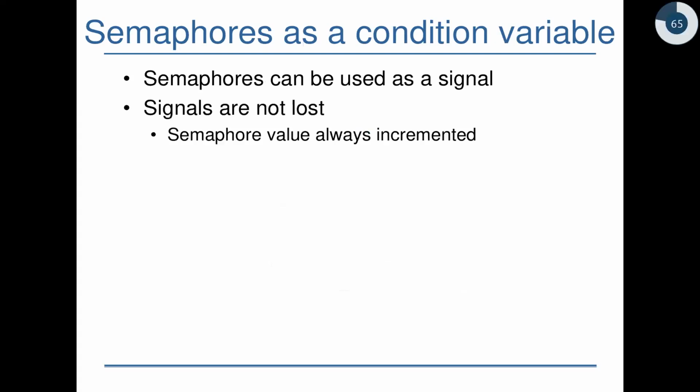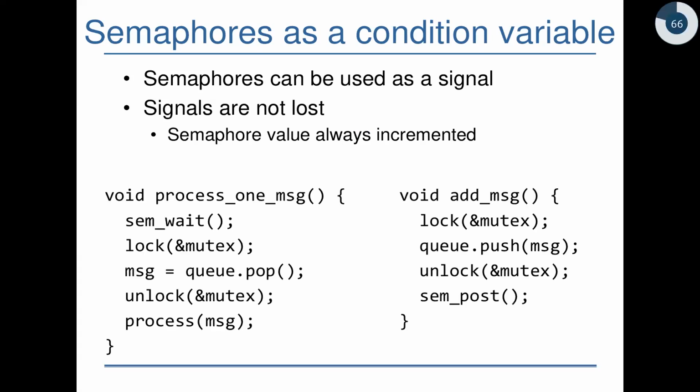So semaphores can also be used as a signal. Obviously, that's our goal, right? To use semaphores for something more complicated than just a regular mutual exclusion problem. So let's go back to our original example with the queue, for which we used condition variables. Now for process message, we will include sem_wait.